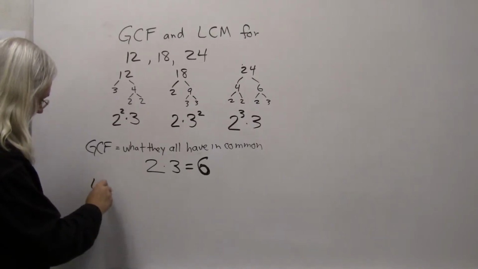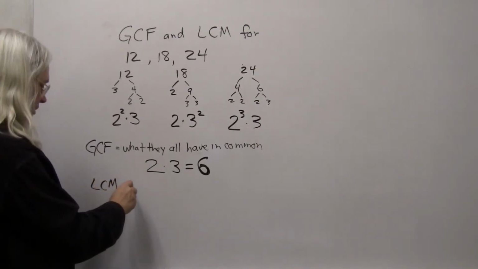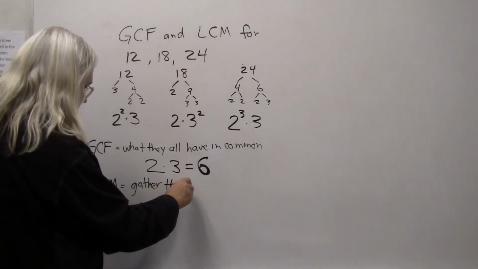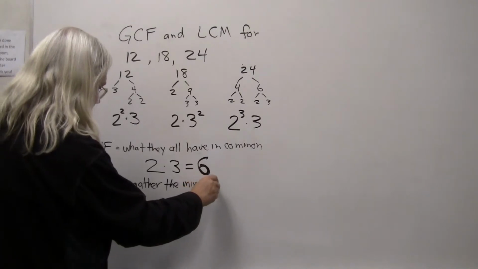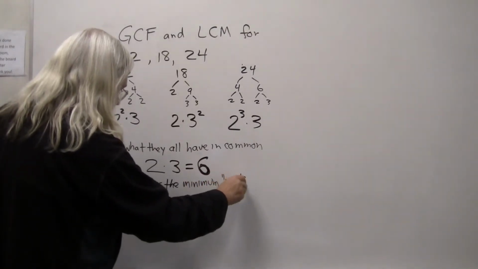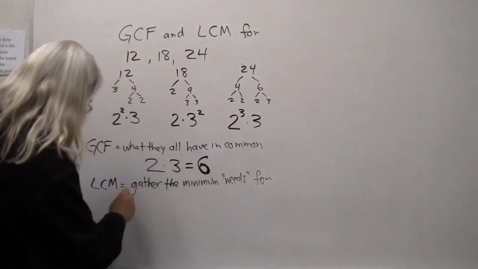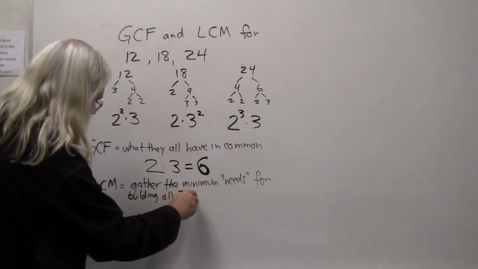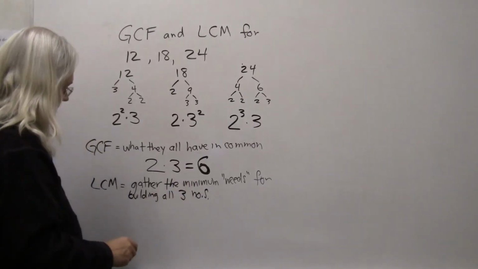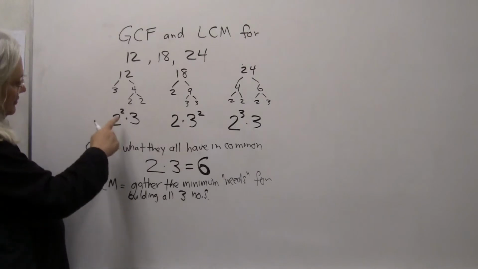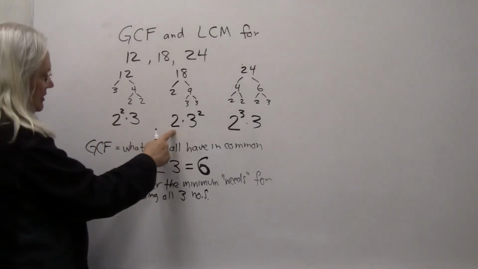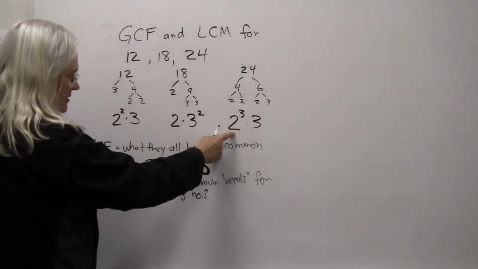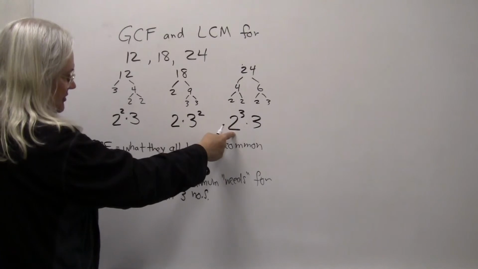Now if you want the LCM, I don't know how to put it, but the way I'd say it is gather the minimum needs to build all 3 numbers, and I'll show you what I mean by that. What I mean by that is the 12 requires 2 2's, the 18 requires 1 2, and the 24 requires 3 2's. So the minimum need is 3 2's.